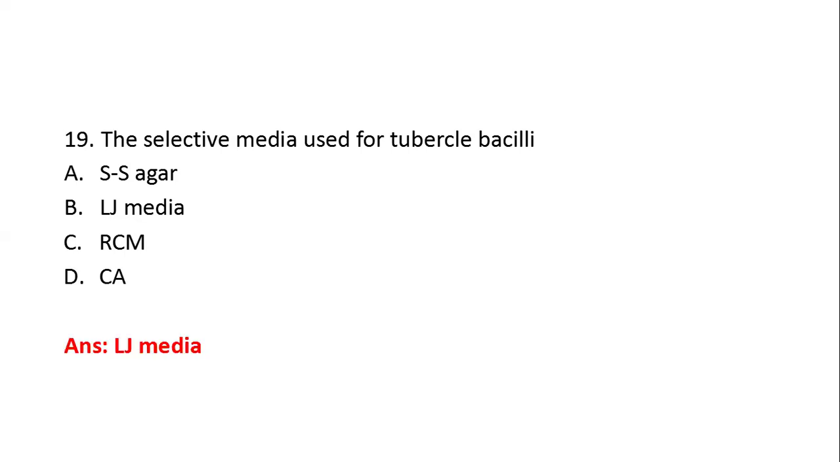Next question: the selective media used for tubercle bacilli. Option A, SS agar; option B, LJ media; option C, RCM; and option D, CA. Here the right answer is option B, LJ media, that is Lowenstein-Jensen media. It is selective media for tubercle bacilli. Selective media is a solid media with added inhibitory substances which suppress the growth of unwanted bacteria and promote the growth of the desired organism.